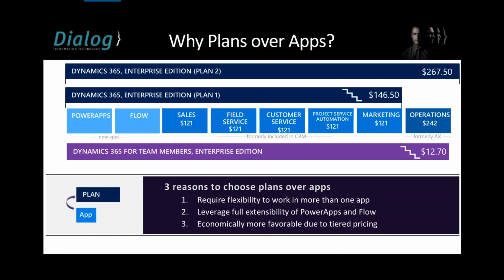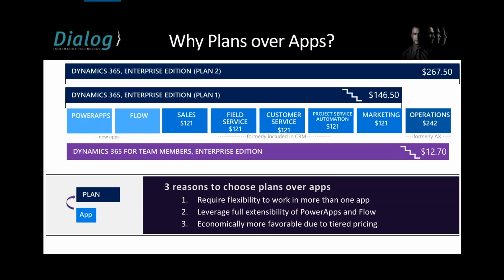You might be wondering why plans over apps will be better for your business. Well, plans will provide you with simplicity. If you have a role that requires access to more than one application, then a plan will give you access to everything. Plans will provide you with the ability to leverage the full extensibility of Power Apps and Flow, and tiered pricing is available for those people who have many users. With Plan 1, the more seats you buy, the better your price. Tiered pricing does not apply if you're just buying individual apps.